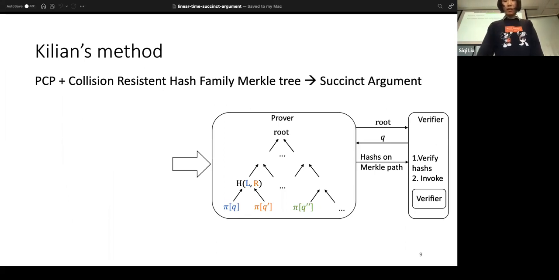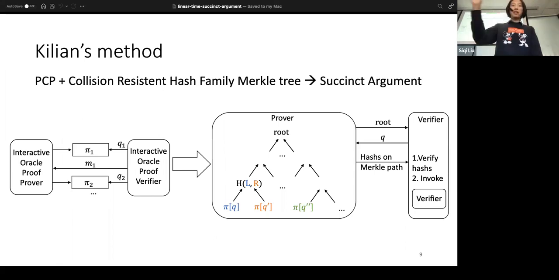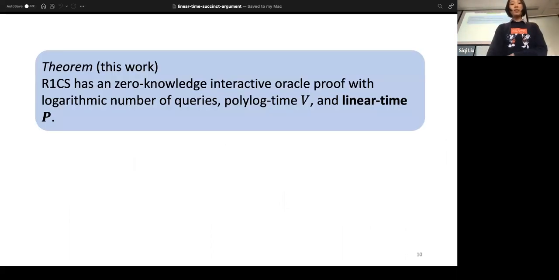So in this work, instead of considering PCP, we construct something slightly weaker, an interactive oracle proof, which allows multiple rounds of interaction. Otherwise, it's the same as a PCP. At every round, the prover can send a proof, and the verifier can probabilistically query this proof. But they can interact, and later proofs can depend on the verifier's earlier messages. This kind of object can be compiled in a similar way into a succinct argument, but with more rounds. I will not talk too much about how this is done, but this is the method we use to compile this IOP into a succinct argument.